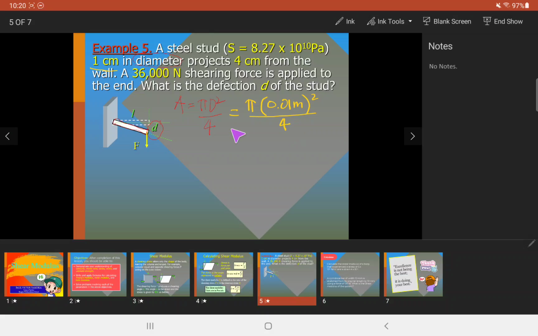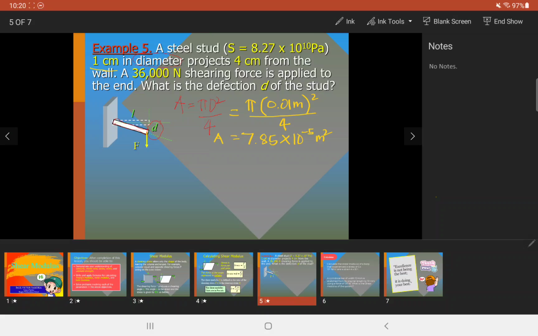So our area here will now be equivalent to, if you multiply pi, which is 3.14, times the square of 0.01 meter divided by 4, it would give us 7.85 times 10 raised to -5 square meter. Okay, so we now have the area.